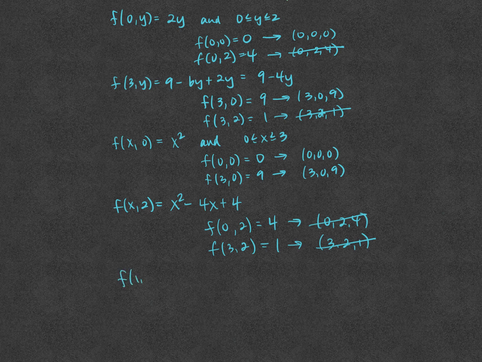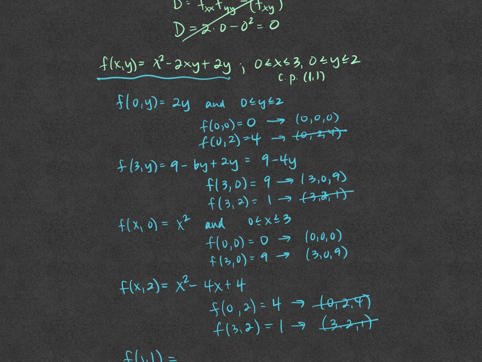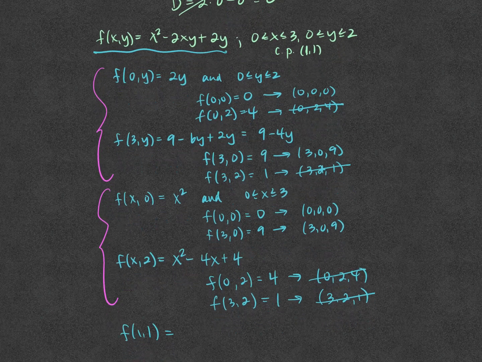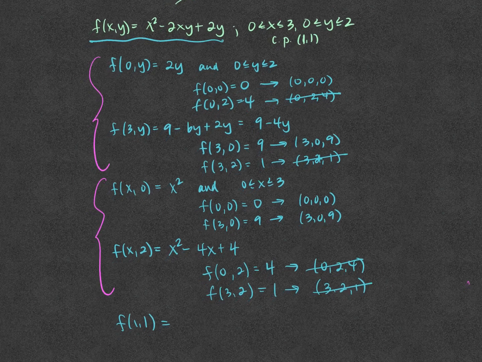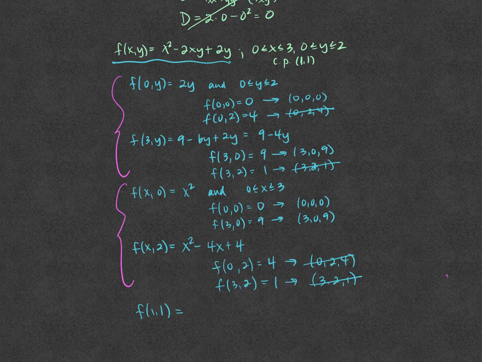Now we need to look at our critical point of (1, 1). Right here we've checked both of the endpoints for x, and here we've checked both of the endpoints for y. So now our last value is our critical point (1, 1). We go back to the original equation, and when we plug in 1, we get 1 squared is 1, minus 2 plus 2, which is 1. So this gives us the point (1, 1, 1). Notice this value is between 0 and 9.